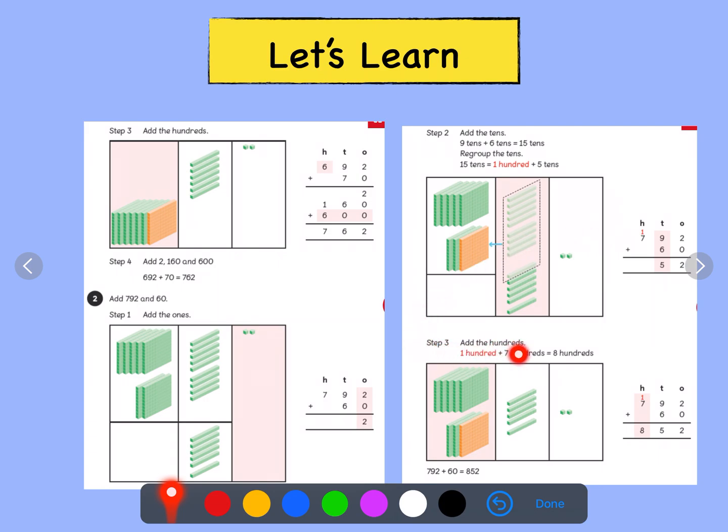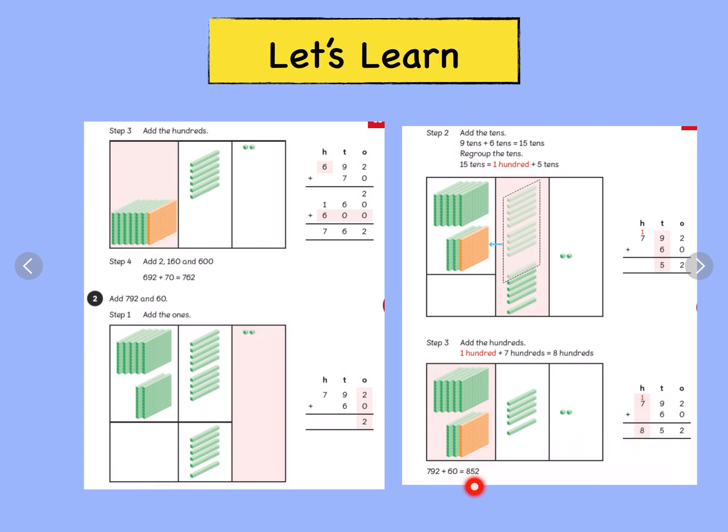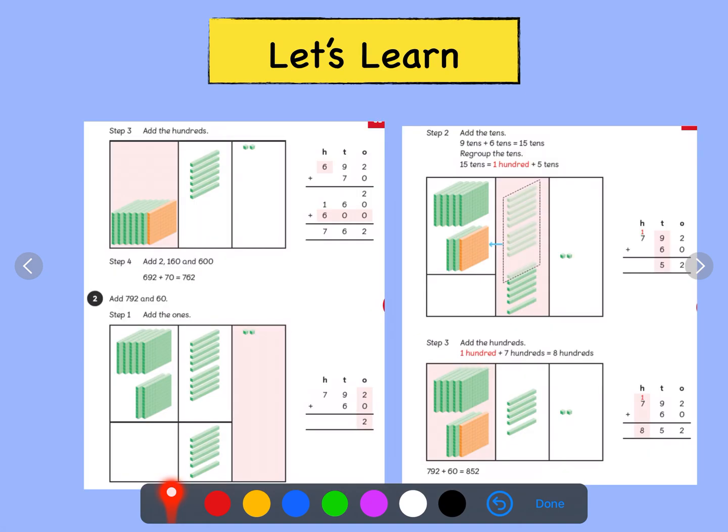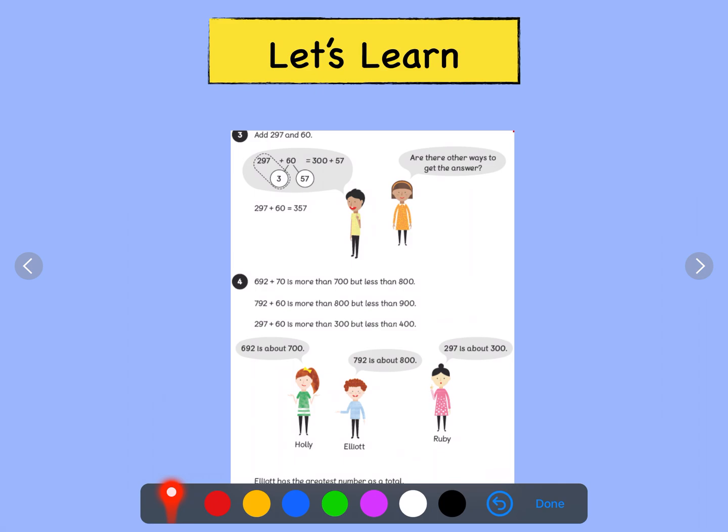Step 3, add the hundreds. 100 plus 700s equals 800s. And it's written down here in our column addition. 1 plus 7 equals 8. The answer is 852. Another way we can do this: add 297, add 60. You choose the method you like, so remember, you can use your column addition. This is just another method.